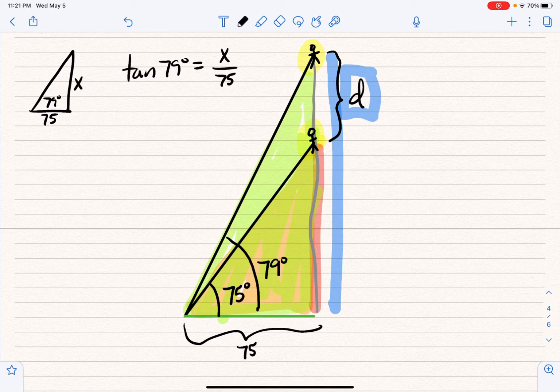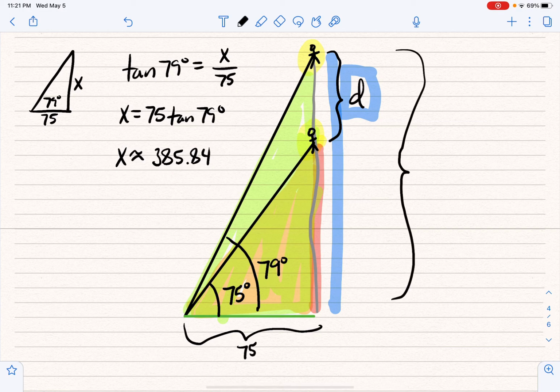So therefore, x, you've got to multiply both sides by 75. You get x is equal to 75 times the tangent of 79 degrees. So I get that x is about 75 times the tangent of 79. It's about 385.84. Okay, now that's not the answer. That's the length of this blue line. Now I have to find the length of that red line right there.